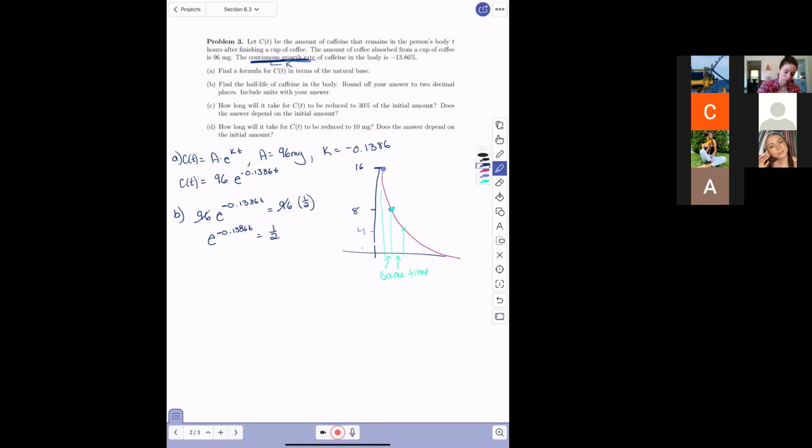We take the natural log of the left-hand side, natural log here, and ln here. We're left with negative 0.1386 times t is equal to ln of 1/2. Our last step here is to divide by negative 0.1386 on both sides. So we're left with t is equal to the natural log of 1/2, all of that divided by negative 0.1386. Someone want to do that and let me know what you get?